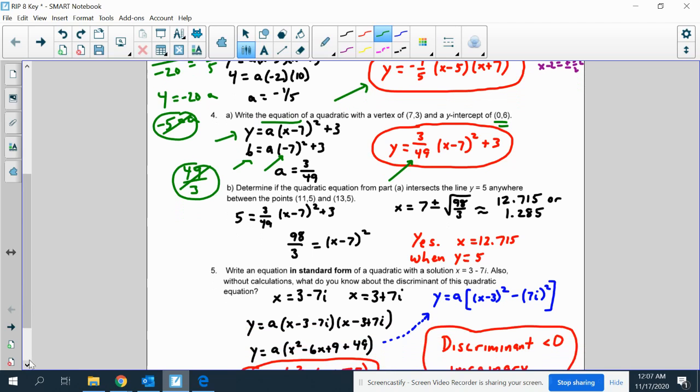Letter b. There are 2 different ways that you can acceptably do this. You can substitute 5 in for y and then solve for x. So when you solve, you subtract 3 and you get 2 equals 3/49 times (x minus 7) squared. Then you do some multiplying, get 98/3, take the square root. It would be the square root of 98/3. All of that would be on the inside of the square root. Some people had the 3 not under the square root. That's not correct in this case. And then you get 2 answers.